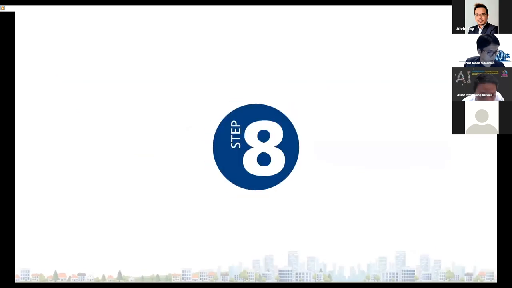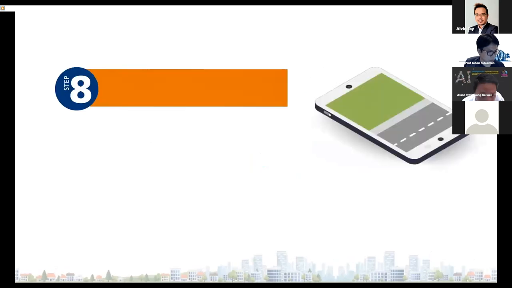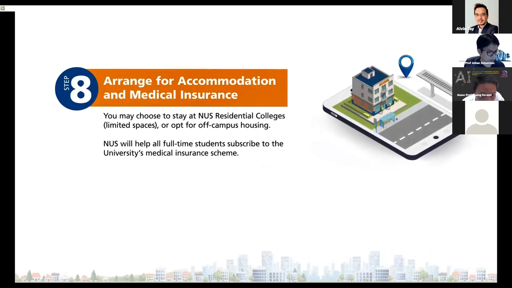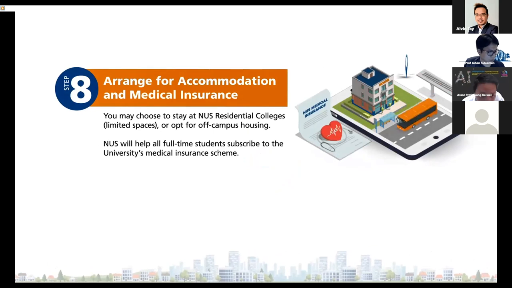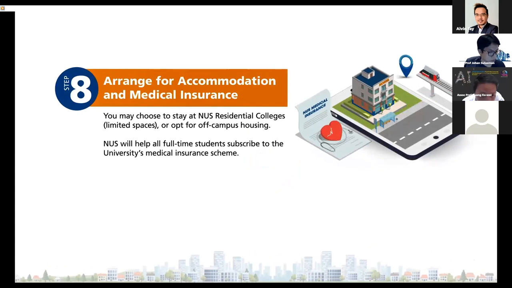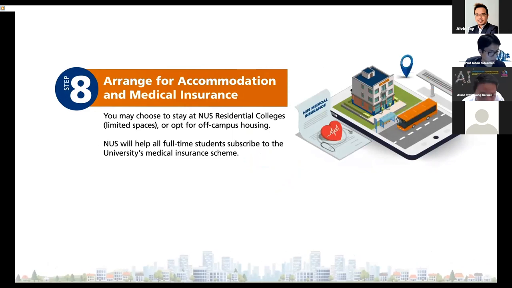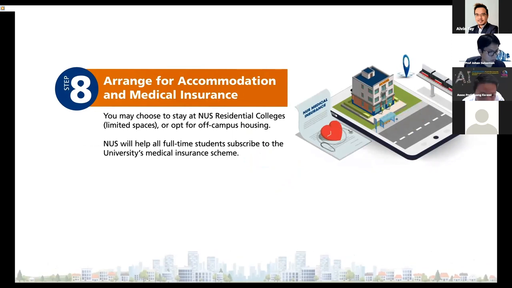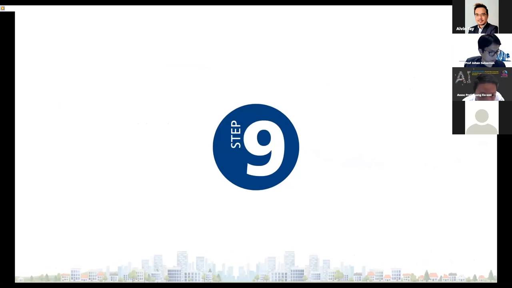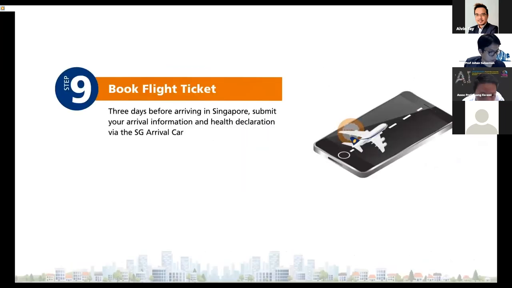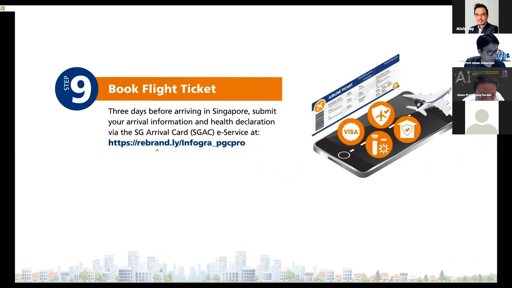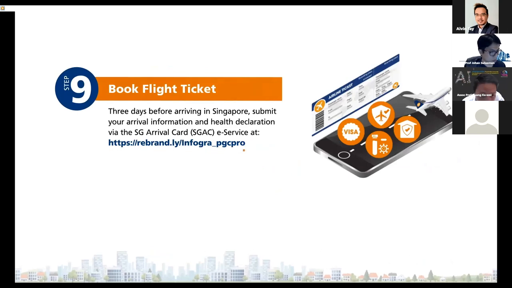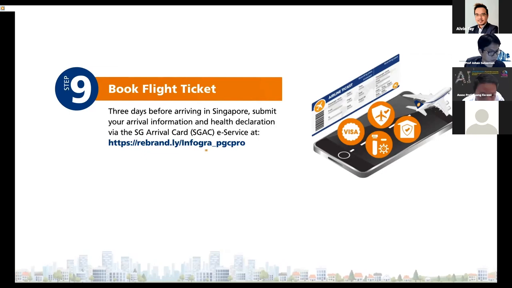Step 8. You can now make arrangements for accommodation and medical insurance. There are many options to stay on campus, or you can opt for off-campus housing. NUS will help all full-time students subscribe to the university's medical insurance scheme. Step 9. You can now book a flight ticket. 3 days before arriving in Singapore, you will need to submit your arrival information and health declaration online. Please refer to the following link.